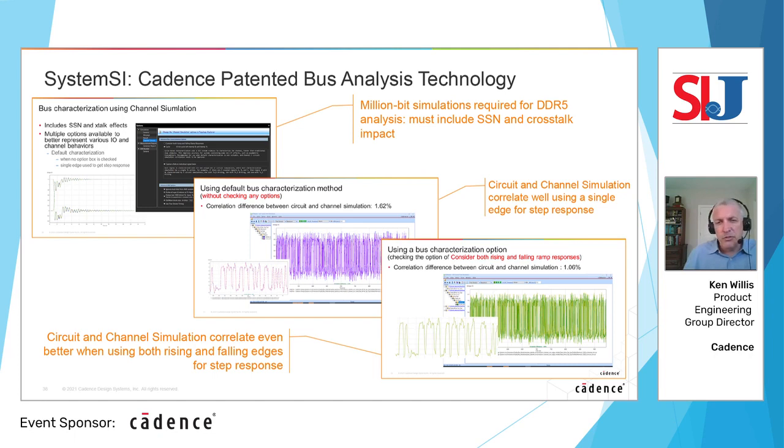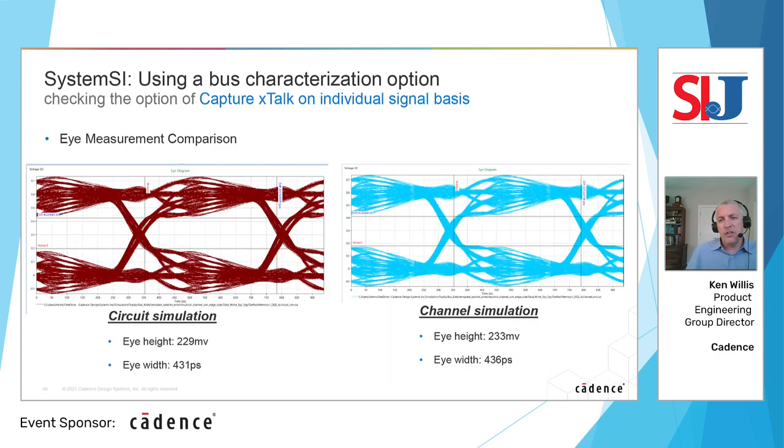One of the techniques we found to work very well for this type of interface is to use a combination of rising and falling edges to characterize the channel and generate the impulse response. This tends to give a much closer correlation factor versus traditional circuit simulation. Here's a specific example of circuit versus channel simulation correlation. You can see how the results very closely align and gives you very strong confidence that you can use channel simulation to predict the performance of your high-speed DDR interface.